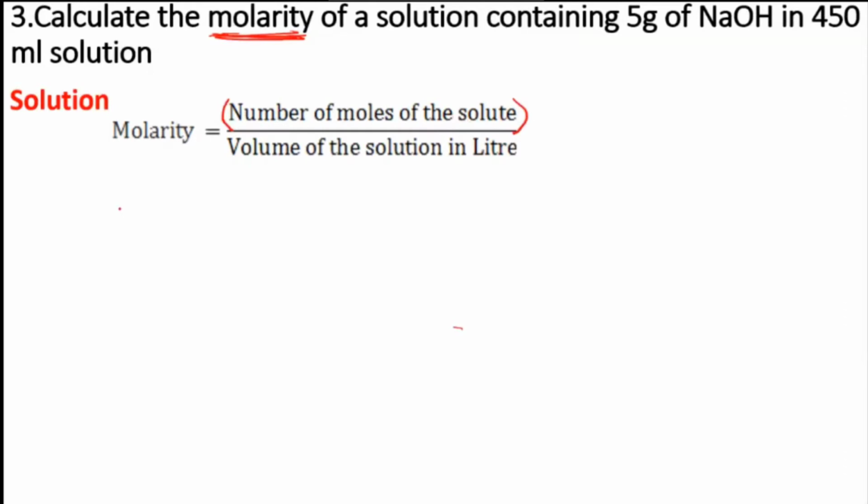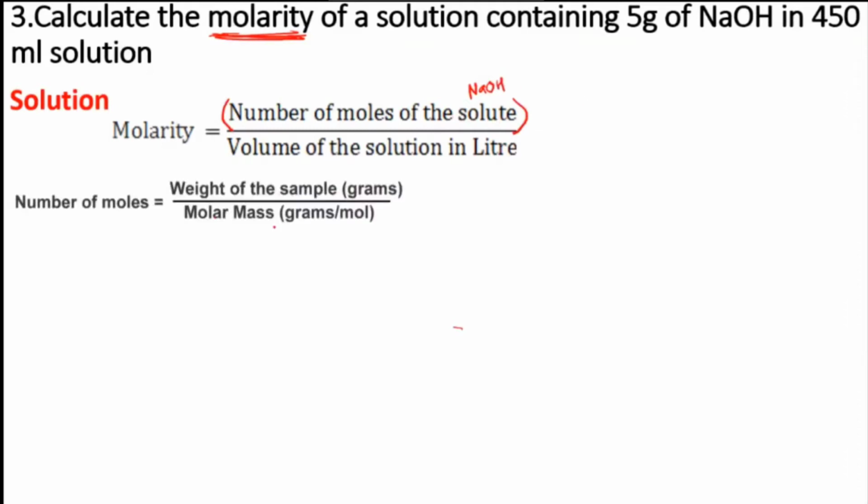How will you calculate number of moles? The solute here is sodium hydroxide, so you are calculating number of moles of sodium hydroxide. Number of moles is weight divided by molar mass, or you can write mass by molar mass. So here it is mass of sodium hydroxide divided by molar mass of sodium hydroxide. First we need to know the mass. Mass is given to us, the weight part. How much is it? 5 gram. So we can write here, weight of the sodium hydroxide given to us is 5 gram. Next is molar mass.